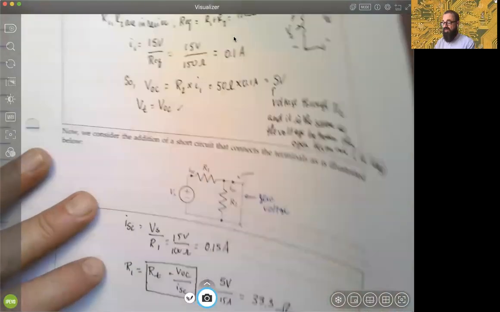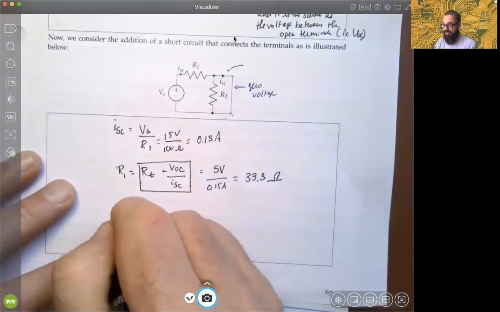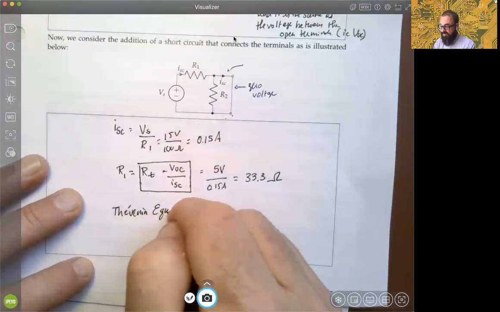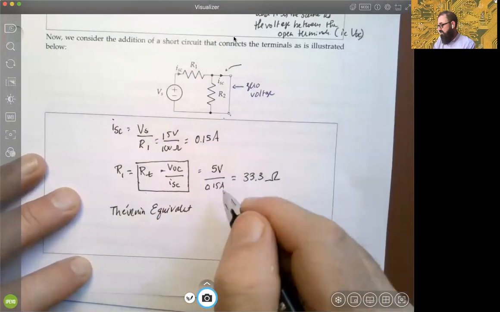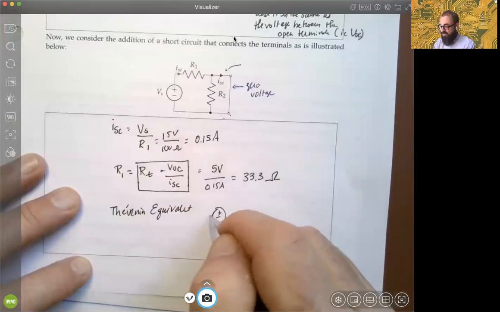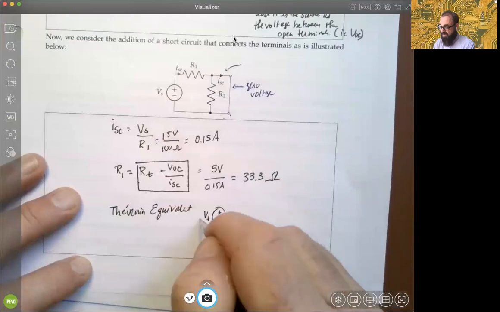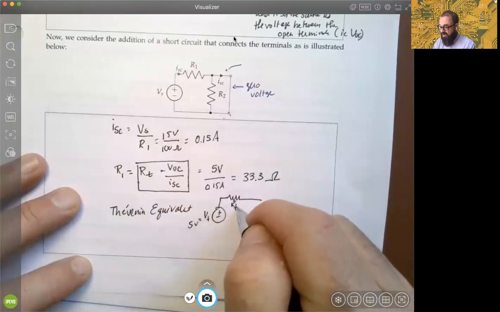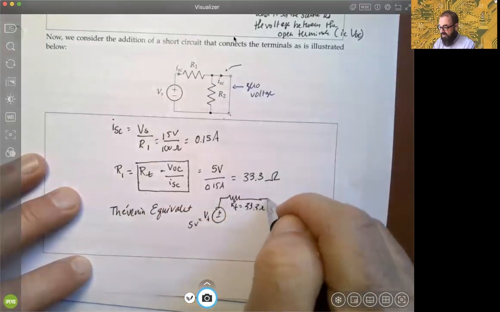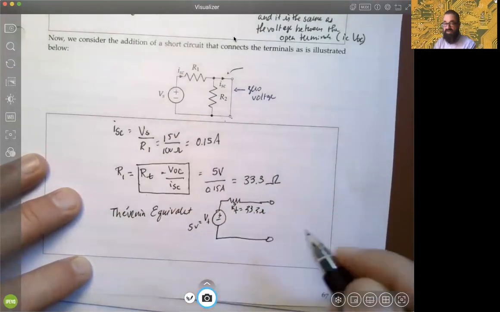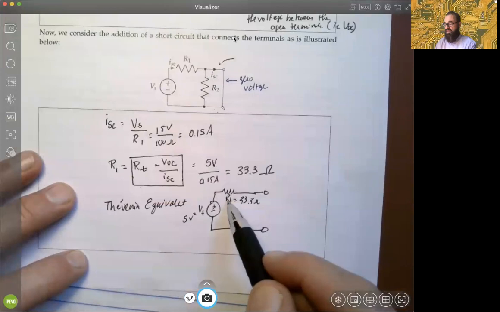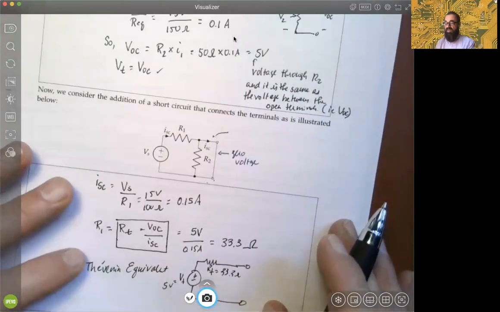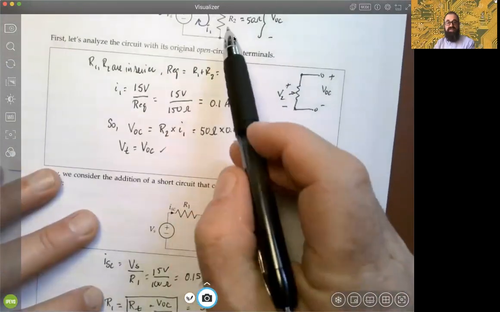So for drawing the final Thevenin equivalent for this problem, you would draw it this way. You would draw the voltage source, call it V sub T, which is 5 volts, with the single load RT equal to 33.3 ohms, and then leave the open terminal that way. So that's the configuration. Again, the resistance is attached to the positive polarity of the Thevenin voltage. So again, this is a summarization of this circuit, okay?